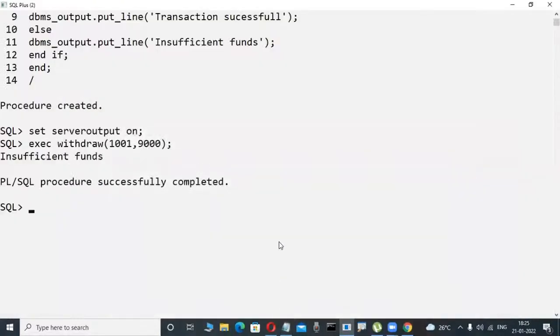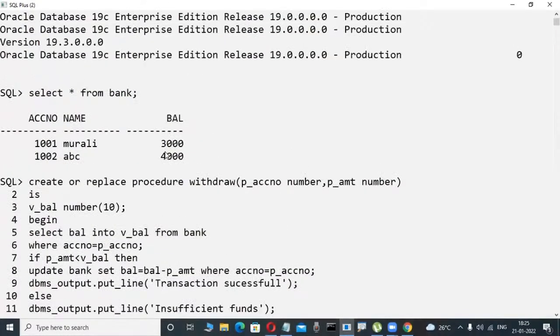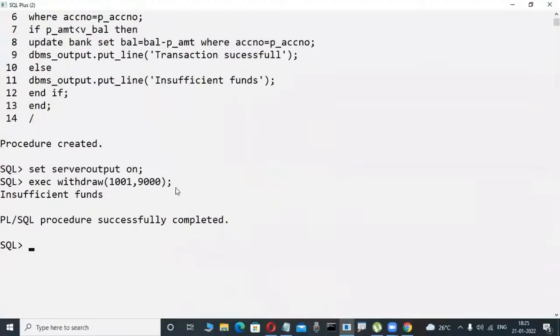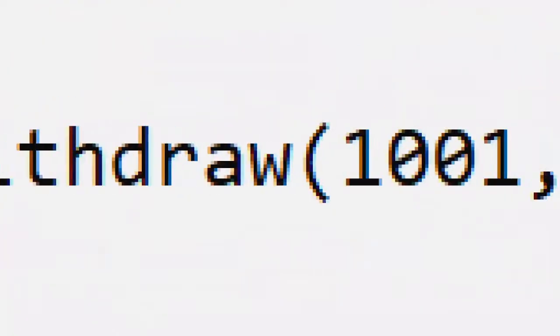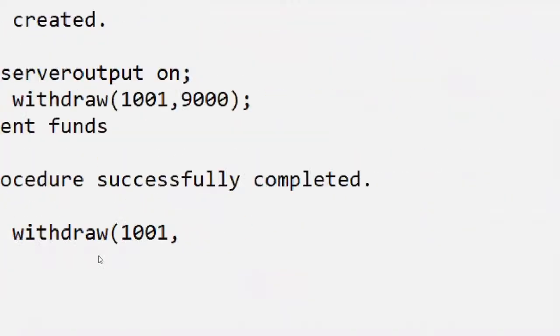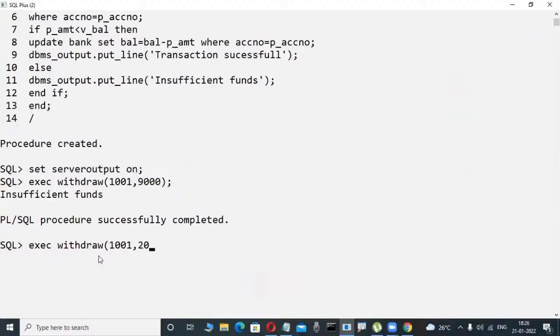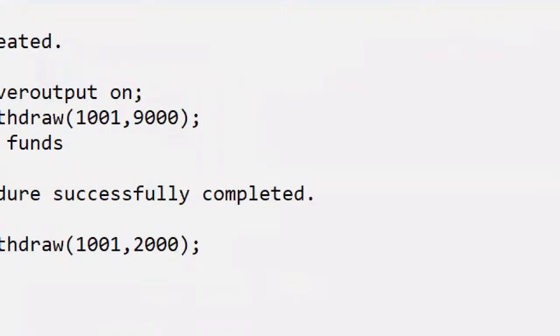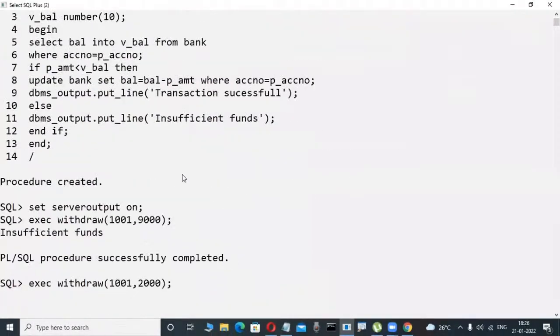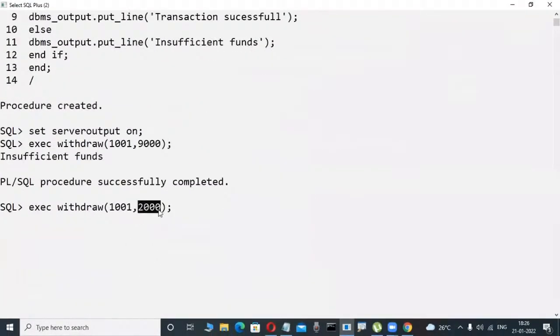Another case, OTP validation, all those things are the same. And now check it out. For example, in this case my balance is 3,000. Now I try to withdraw 2,000 rupees, for example. Observe it here. 1001 is my account number. I try to execute withdraw again, the procedure. Now I try to withdraw 2,000 rupees. Possible? Possible. Why? Because my balance is 3,000, but I try to withdraw only 2,000.